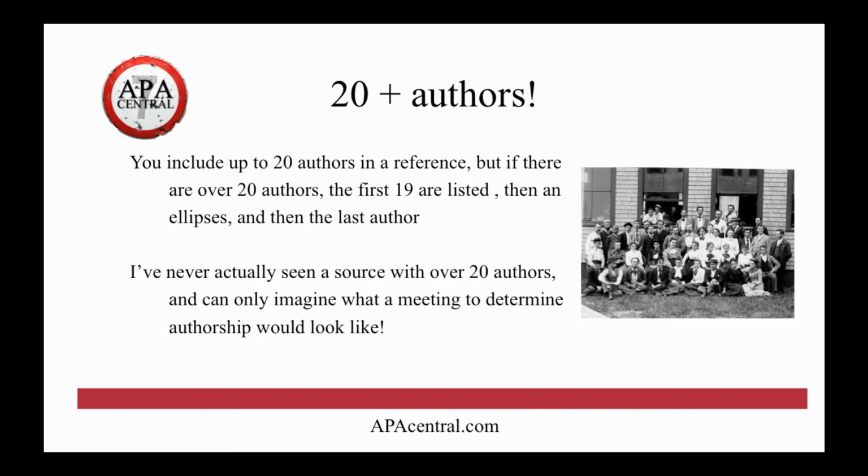You include up to 20 authors in a reference, but again, just the first author in a citation. But if there's over 20 authors for a reference, the first 19 are listed, then an ellipsis, and then the last author. Now, I've never actually seen a source with over 20 authors. That picture over to the right would have over 20 authors. And I can only imagine what a meeting to determine authorship would look like with 20 plus authors. But, there's a lot of things I haven't seen.